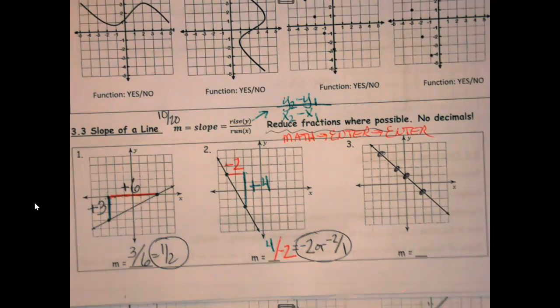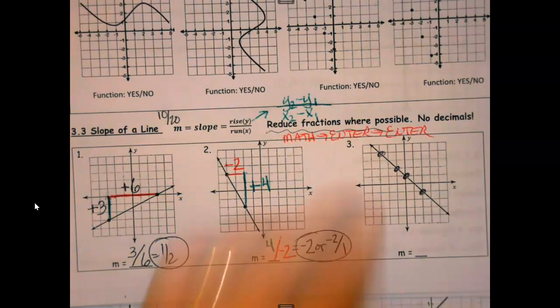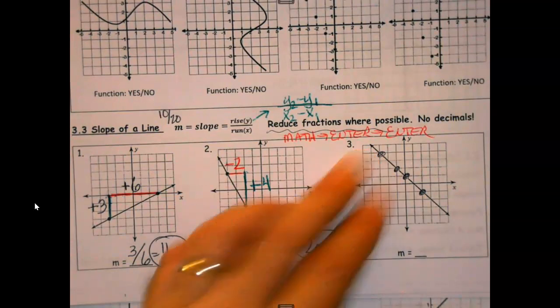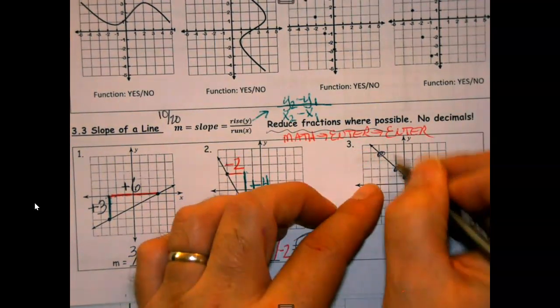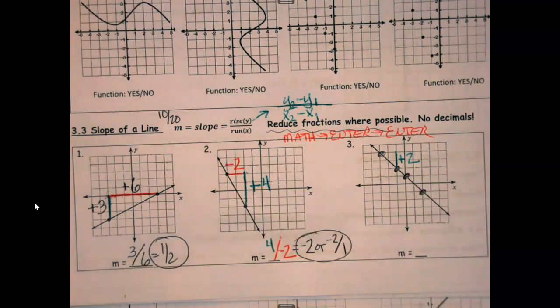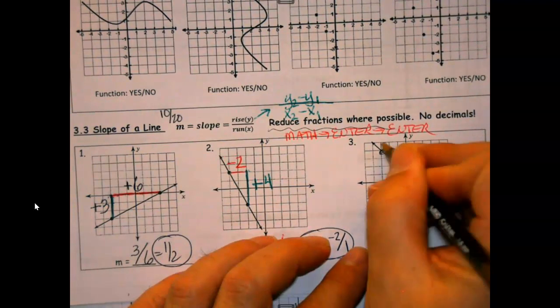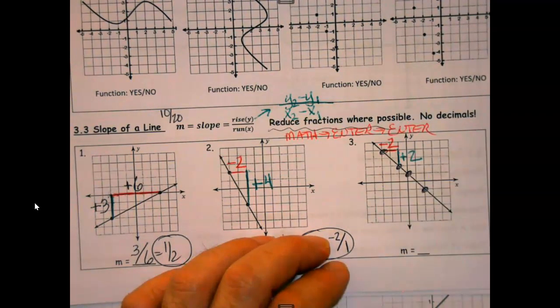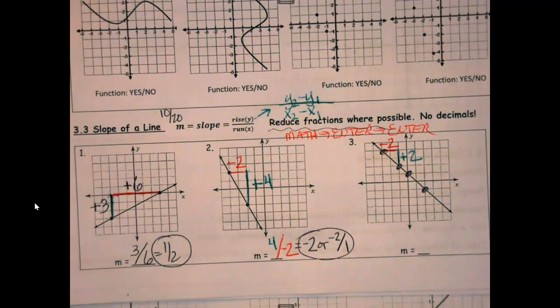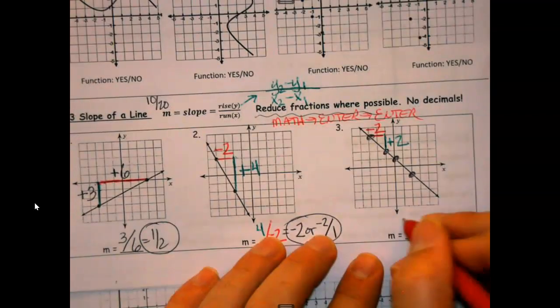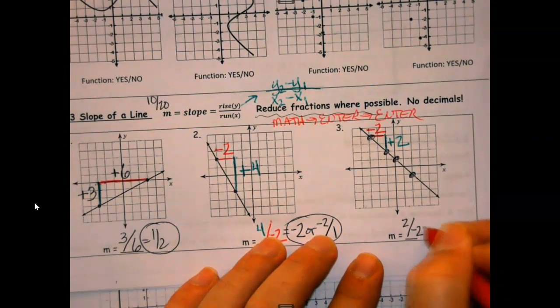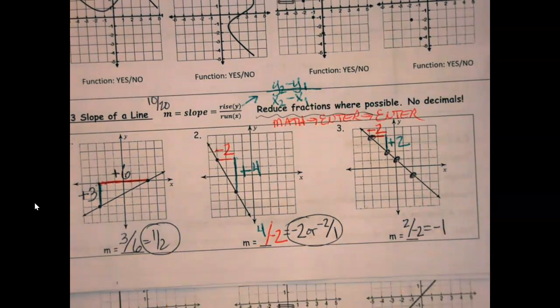Now you may be like, well, wait a minute. That doesn't make sense because let's say I choose these two. So if I did that, I'm going up 2. And if I go this way, 1, 2, that's negative 2. So my slope would be 2 divided by negative 2, which is negative 1.